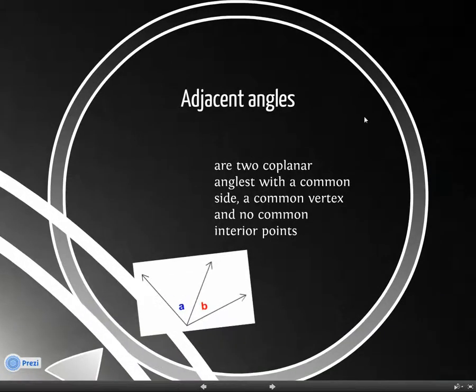The first type is called adjacent angles. And they are two coplanar angles with a common side, a common vertex, and no common interior points. So here is what adjacent angles look like. If you look at angle A and angle B, you see how they're next to each other? They share this common vertex, they share this side, and they're just sitting next to each other. Just like the person you're sitting next to at your table. They're sitting adjacent to you.